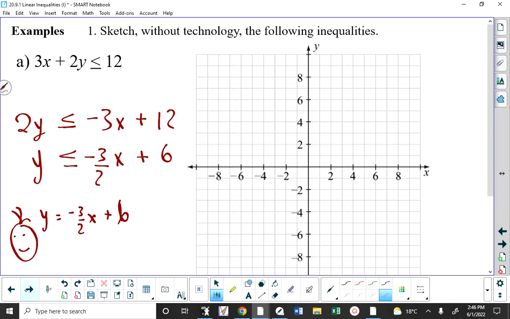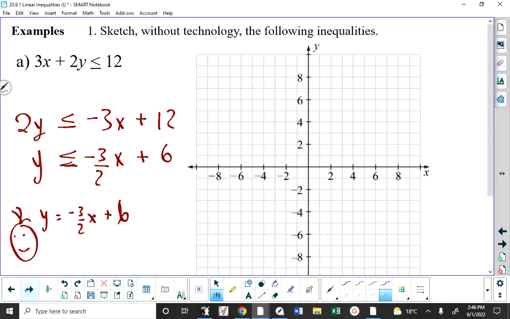What do you think, Ali? Solid, because it contains the "or equal to," which means that numbers that make the left and right sides equal are a solution. Those numbers are represented by points on the line, so they're included.